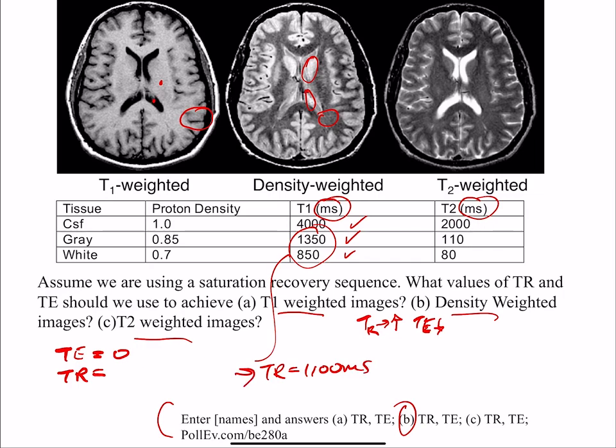Go ahead, question. So the only reason we're not including the CSF T1 value is that we're interested in the gray and white areas, I guess. Yeah, but the other way to think about it is, with a TR of 1,100, will CSF have recovered very much? No, so it will appear dark as well. So it gets everything, right? You pick what you really care about, and in this case, since you haven't really looked at many MR images, you're learning everything at once. You're learning to see what MR images look like, and you're trying to figure out how to make them look like that.